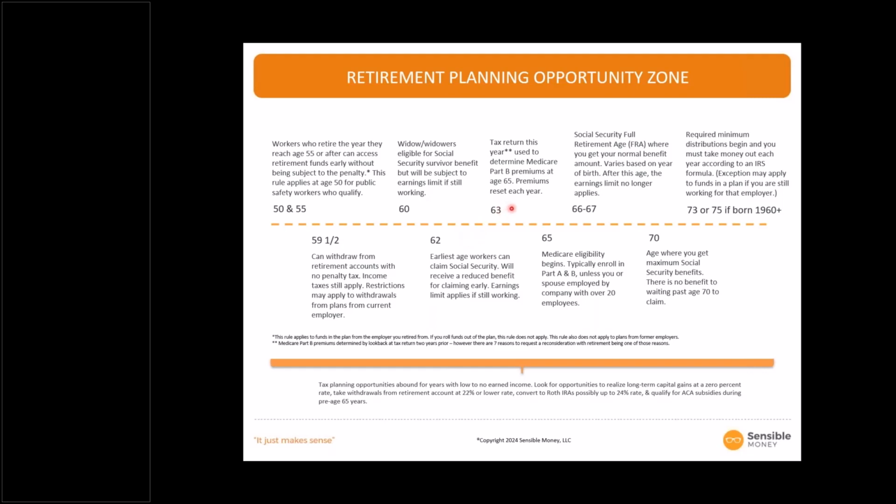Age 63, that's a year that they begin to look back at your tax return to determine your Medicare Part B premiums. Now that look back rolls forward, so it's always a 2-year look back. There's age 65 where you're eligible for Medicare. There's full retirement age for Social Security. There's age 70 where you can now get maximum Social Security. And now you've got your required minimum distributions that start either at age 73 or all the way up to 75, depending on when you're born. That's a lot of stuff going on during those years.